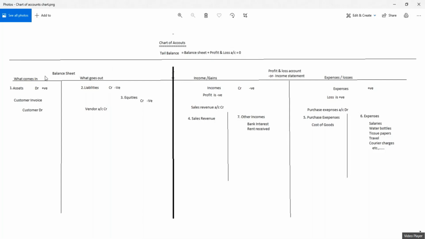So balance sheet is bifurcated into assets and liabilities, and profit and loss account is bifurcated into incomes and gains, expenses and losses. So income is negative and expense is positive. If you remember this, income negative, expenses positive, there will not be any confusion. So here negative means credit. So income is showing negative.